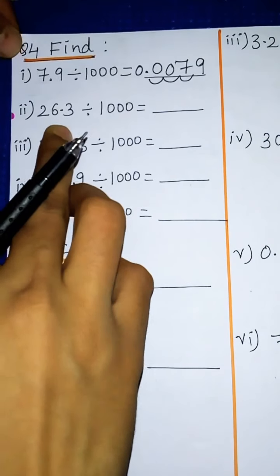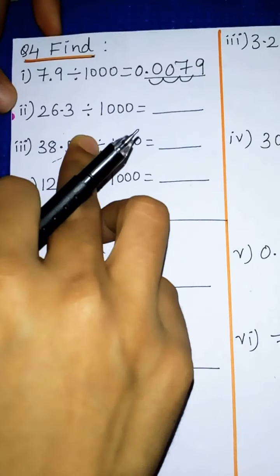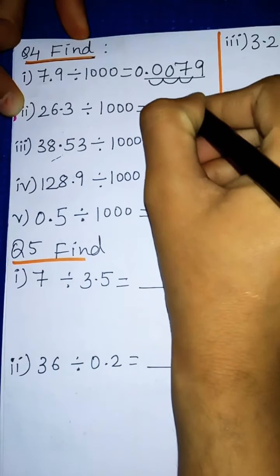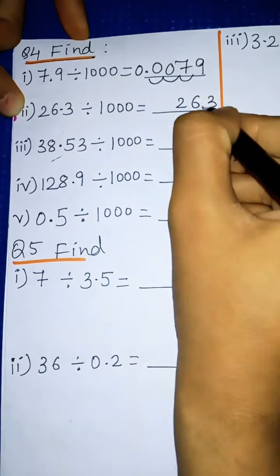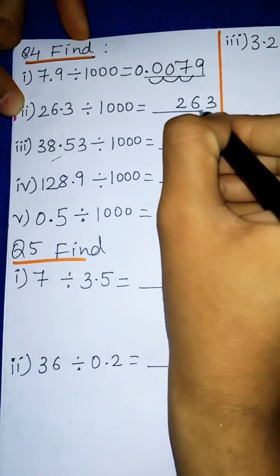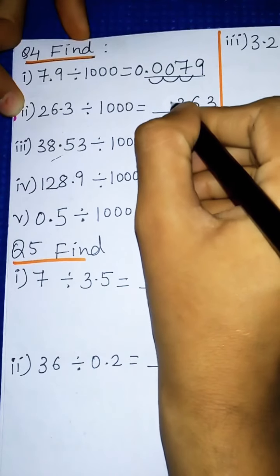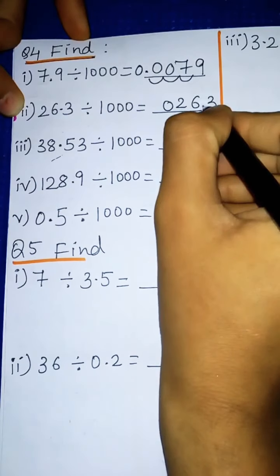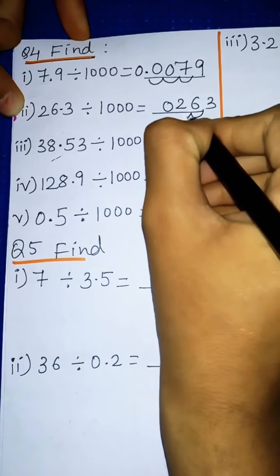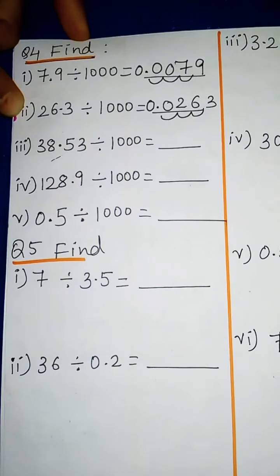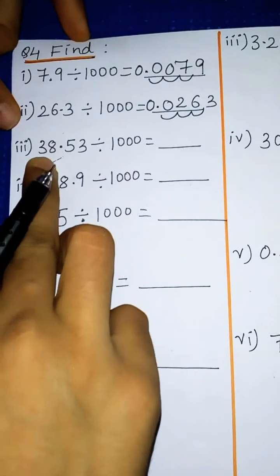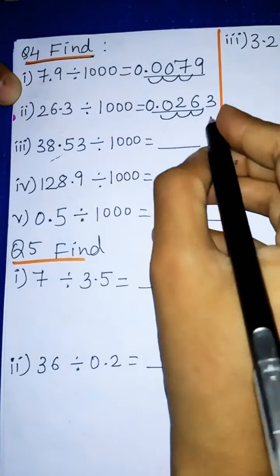Now second one 26.3 is given. Divide by again 1000. So first of all we will write the digits 263. Now point is between 6 and 3. Point यहाँ पर है. We will shift 3 times. So 1 time, second time and third time. So we need to take 0. So 1 time. From here to here 1 time, second time and third time. So यहाँ पे point रख देंगे. So 0.0263. So this is the answer of second one.